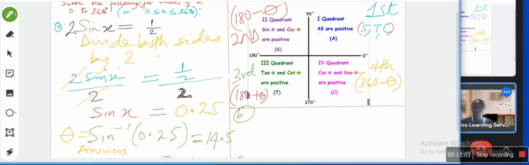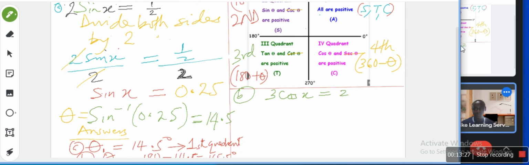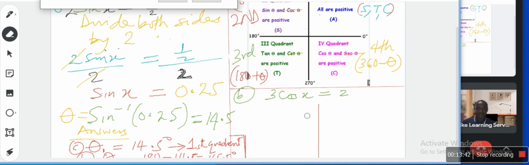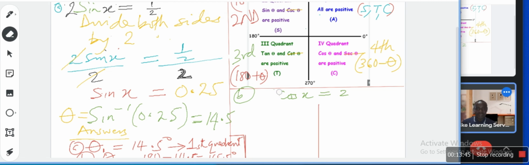Let me do 3 cos x is equal to maybe 1/4 or 0.5 or whatever, or even 2. Let's say 3 cos x equal to 2. How do we solve this? What did I say you should do to solve this? We should divide both sides by 3. Good. Divide both sides by 3. At least you can start with that.